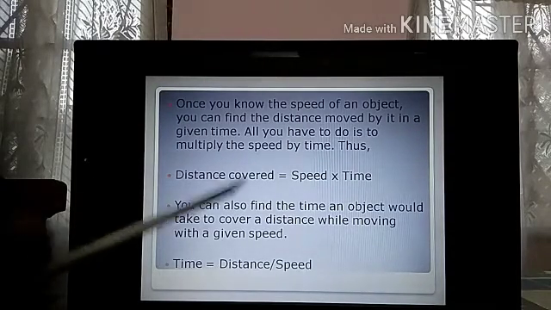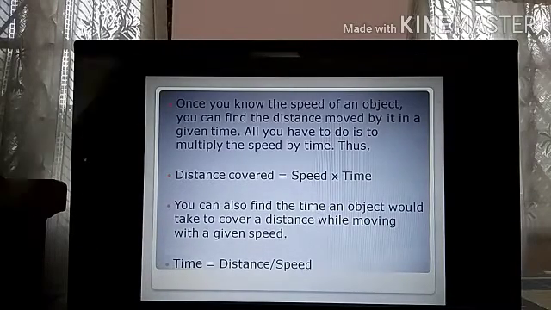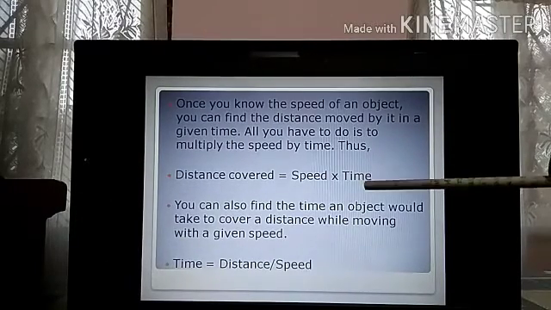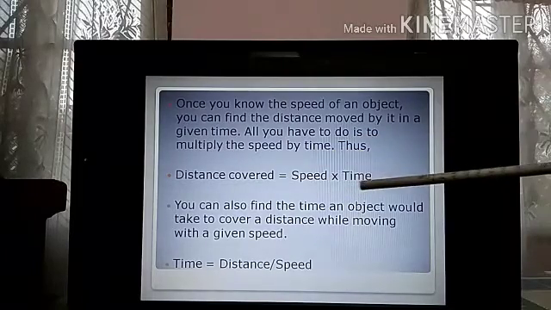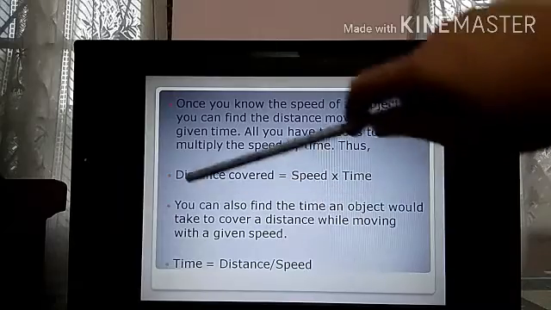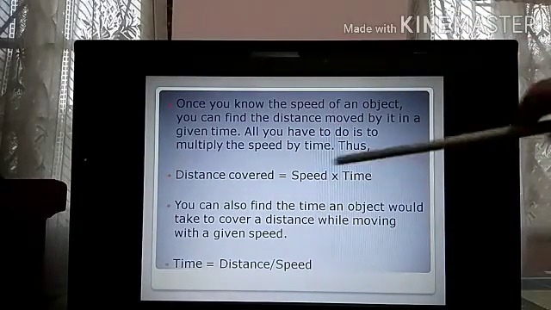You can also find the time an object would take to cover a distance. Suppose you know the distance covered and the speed, but you don't know the time. So you have to calculate the time. How will you calculate the time? Time is equal to distance divided by speed. So speed will go down here, it will be distance by speed. That will give you the time.